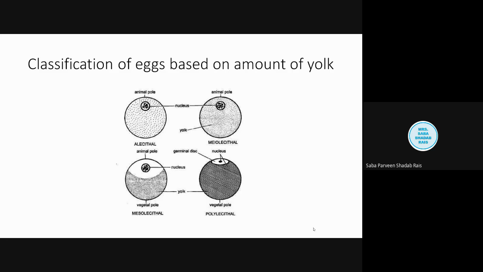So the animals that have the oligolecithal egg have one condition: either they go through several metamorphic stages, or they acquire the support of the mother by forming a placenta. What is the placenta? We discussed it in the last lecture. What is the placenta?